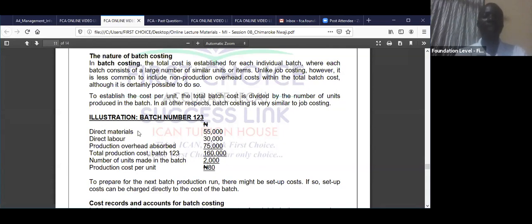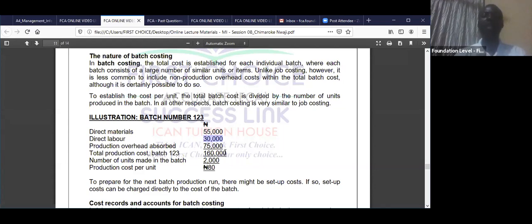We have direct materials. All the materials used in producing that batch cost 55,000 naira. All the labor applied, when we use our timesheet and all that, labor cost is 30,000 naira. Now look at the production overhead absorbed. It could be absorbed using production labor hours. So you see, this is 75,000. When you now add them up together, you have 160,000. That is the total cost for producing that batch.